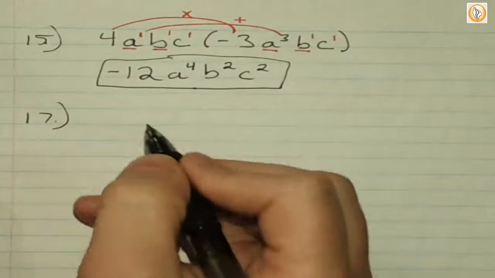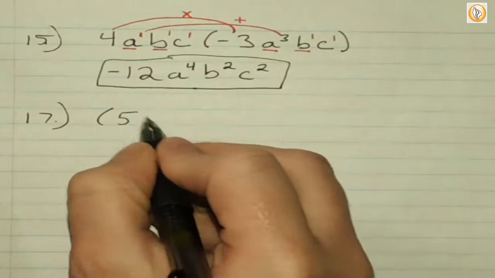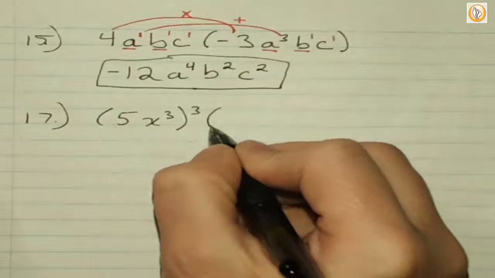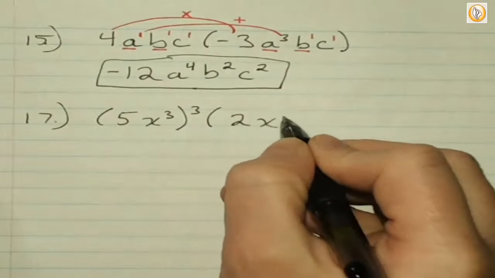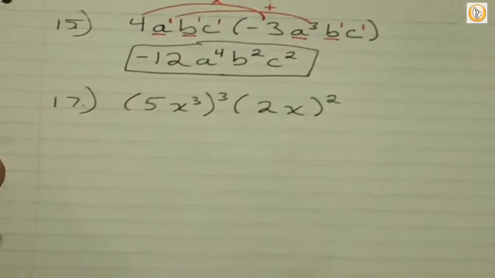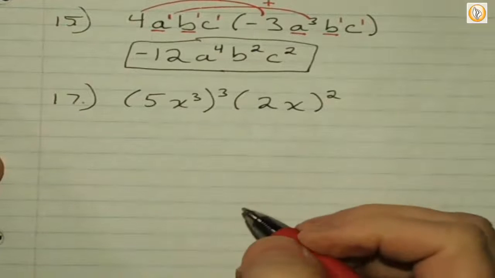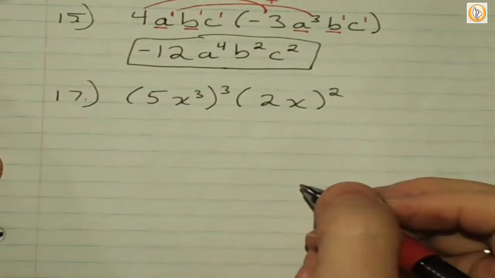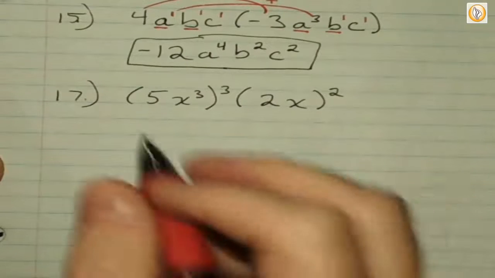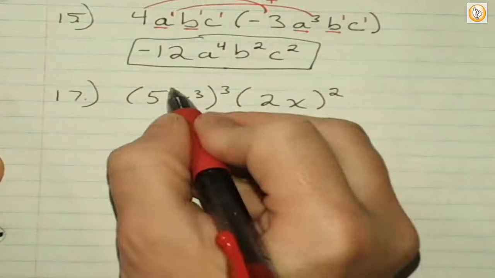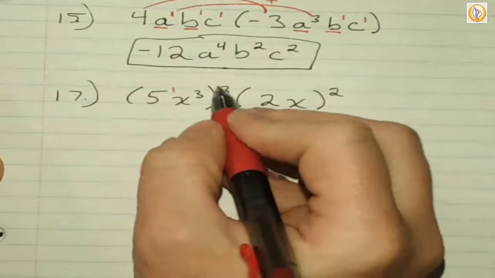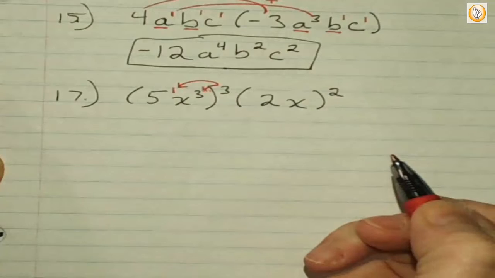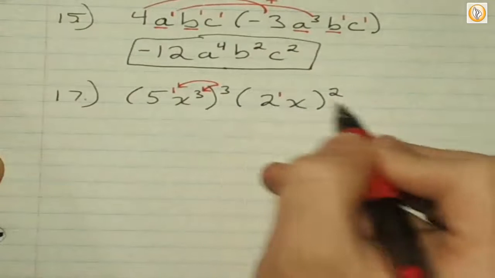All right, let's look at 17. 5x cubed to the third power times 2x to the second power. Aiden, you want to do this one? Sure. All right. So the first thing you do, you multiply the 3 in the first parentheses to the 5 and x. So we're going to put a 1 here, and the 3 is going to be multiplied to that 1 and that 3. And then the same over here, right? Yes.